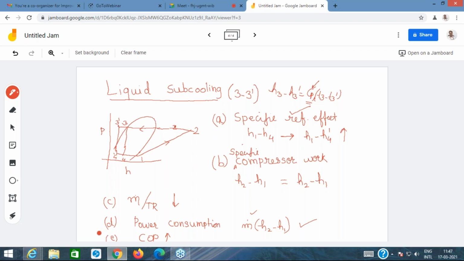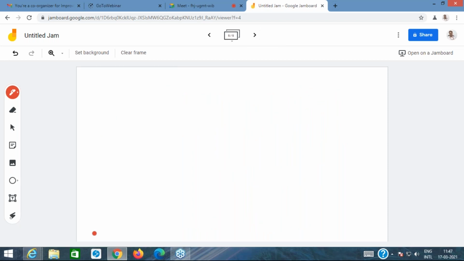The other thing is that if you are talking about liquid subcooling by using a heat exchanger, for example, let us say that I want to achieve liquid subcooling. So I can design a system. Look at this diagram very carefully.